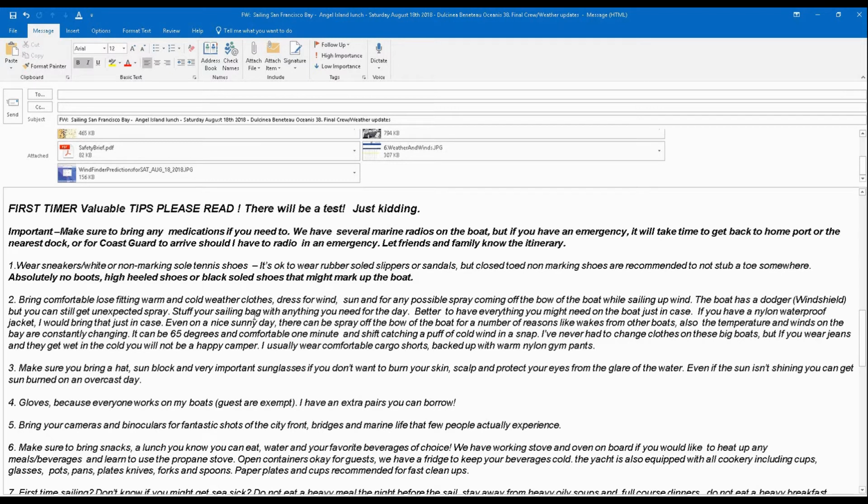Now, people that sail with you all the time are going to know these things. People who have never been on a sailboat and never sailed on the bay will not know these things. So this is why I include all this extra detailed information so that they don't show up not prepared.